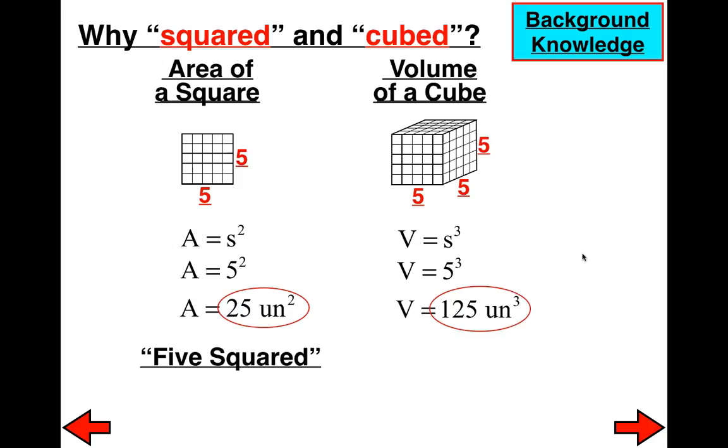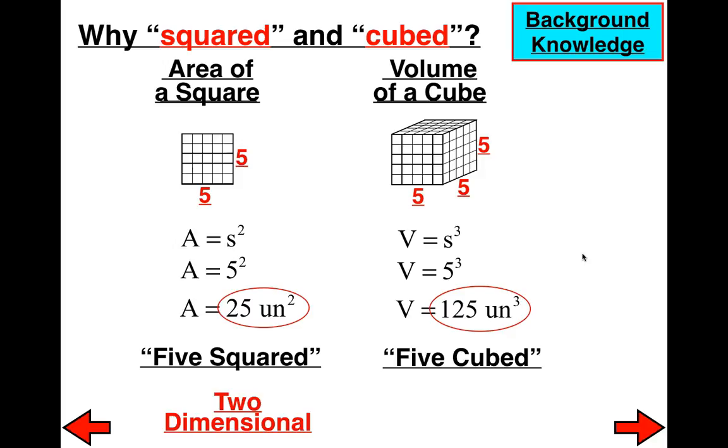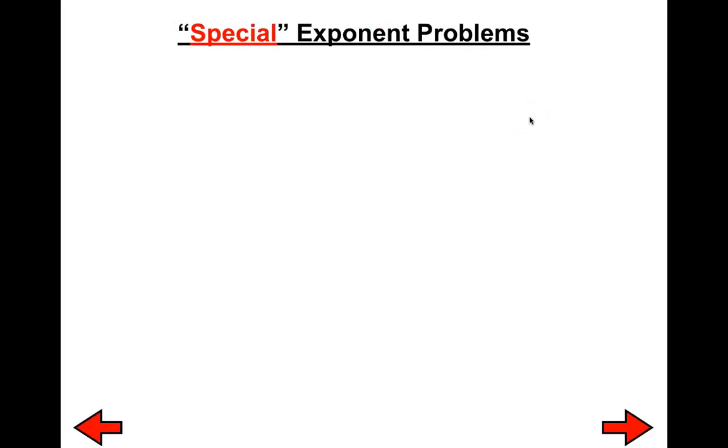Another way you can tie it all in is, well, area is two-dimensional, and that's why it's squared, and volume is the three-dimensional measurement, and that's why it's cubed. Okay, so again, this would be 5 squared, and this would be 5 cubed, and that's how we come up with squared and cubed.